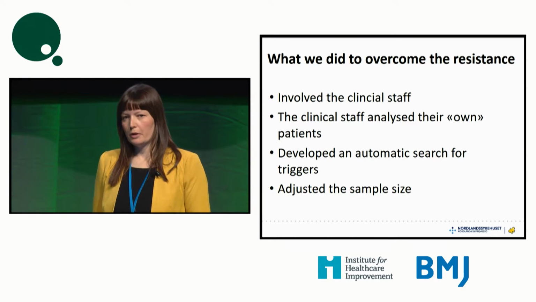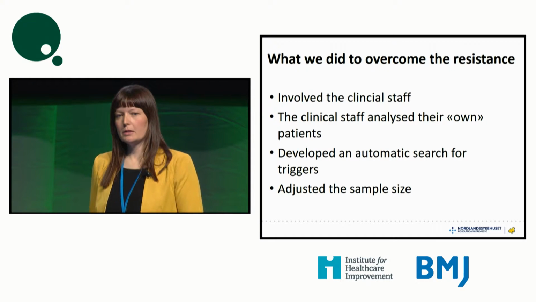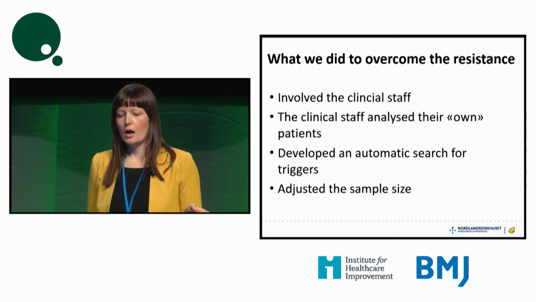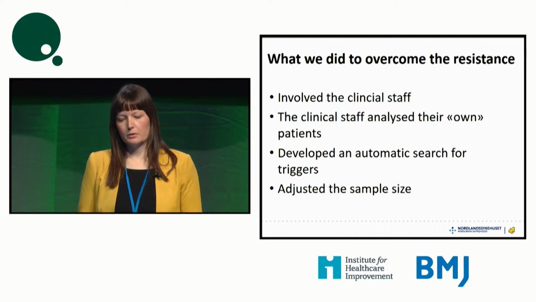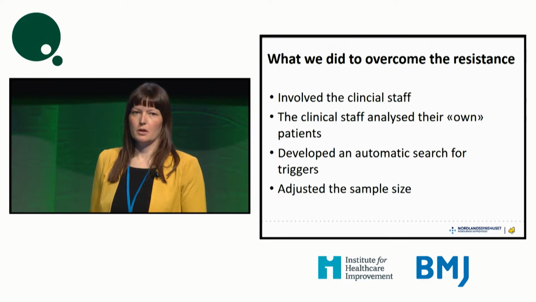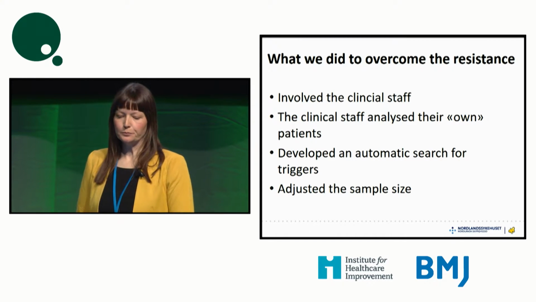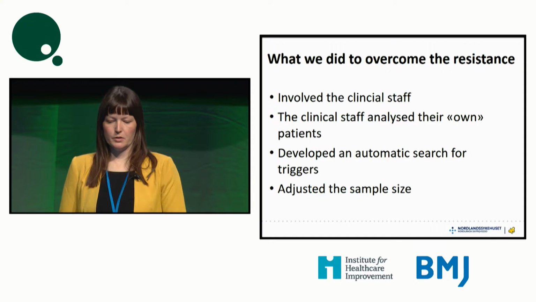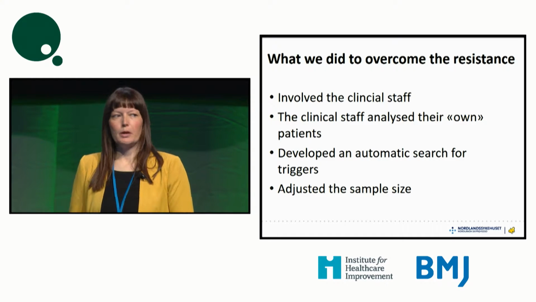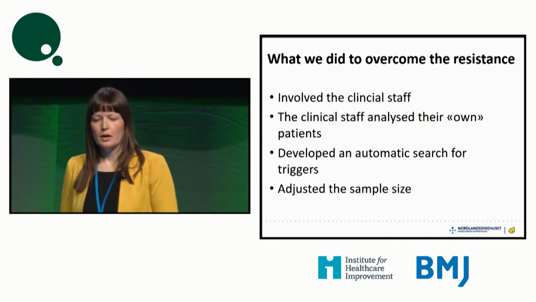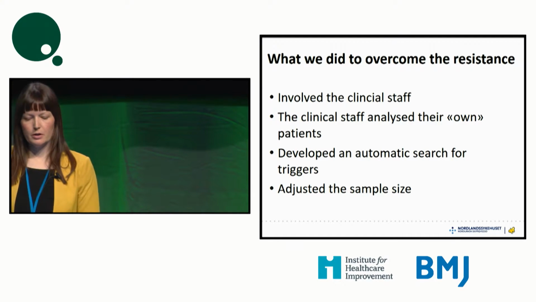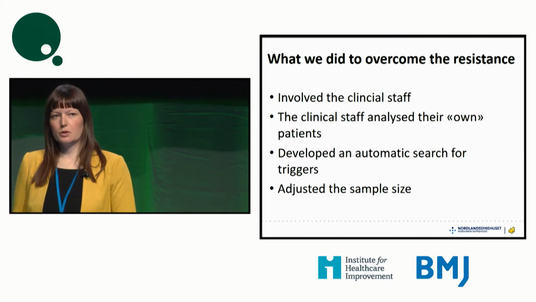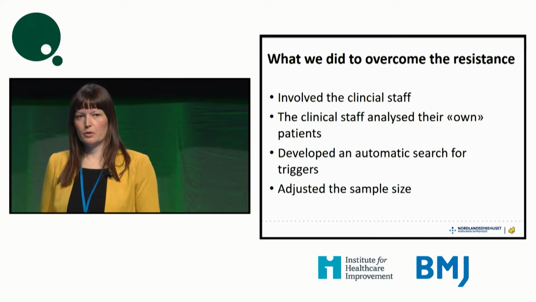So run through computer algorithms, they could find the triggers that I was showing before automatically, and they flagged the records where these triggers were found. So it saved researchers from having to do it manually. And we also had to adjust the sample size, we thought, because in our trust we had 3 different hospitals, 2 minor hospitals and 1 larger. So we thought that we needed to adjust the sample size according to the hospital size.